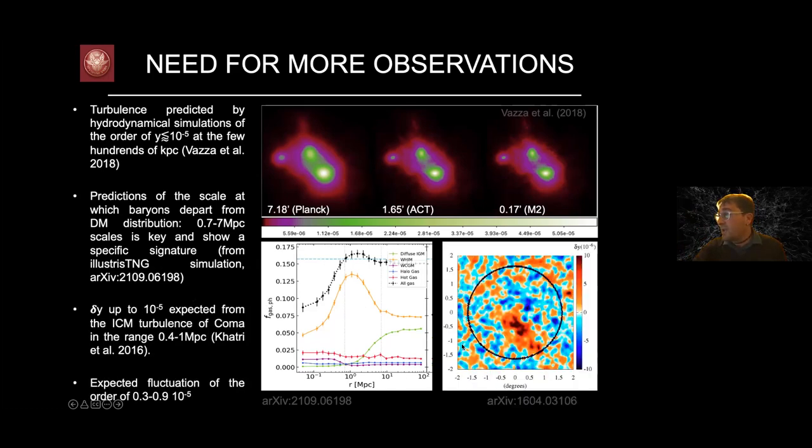In addition to this, even in a non-cluster pair, this is an analysis done on Coma with Planck data. Of course, Coma is very close by and everything is larger, but they basically see below R500, at angular scales of the order of 0.4 to 1 megaparsec, turbulences that we hope to see at the level of 10^-5 in Y in this cluster pair. So all this fluctuation ranges between 0.3 and 0.9 10^-5, and this is really exciting, to be able to see these turbulences with high angular resolution in this cluster pair.